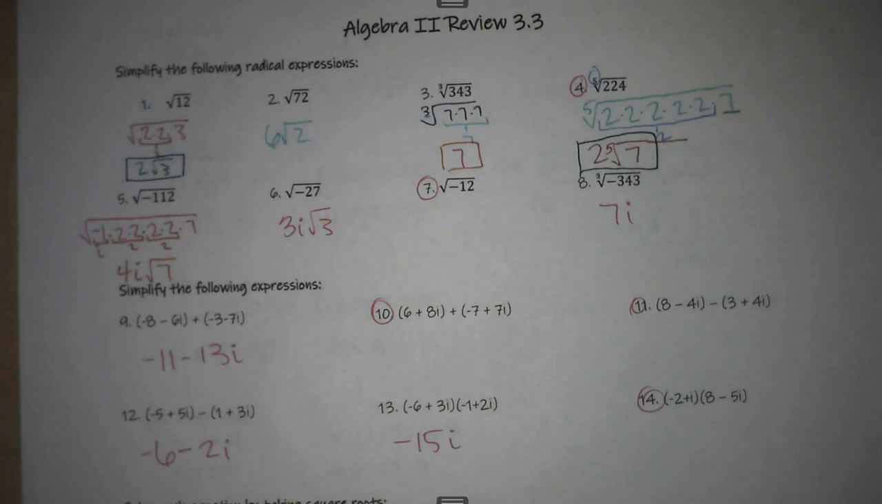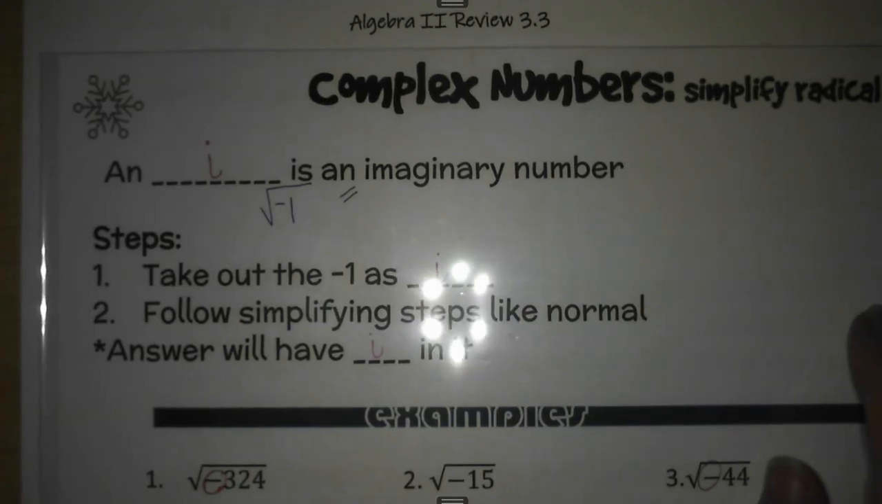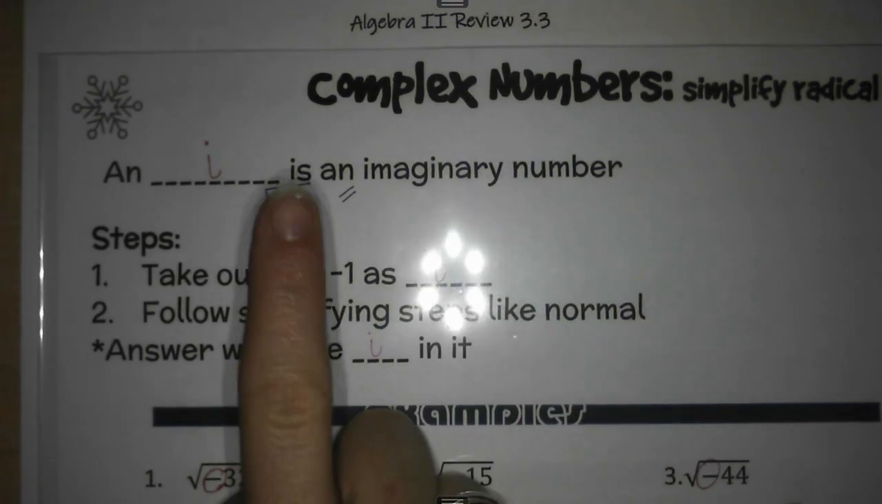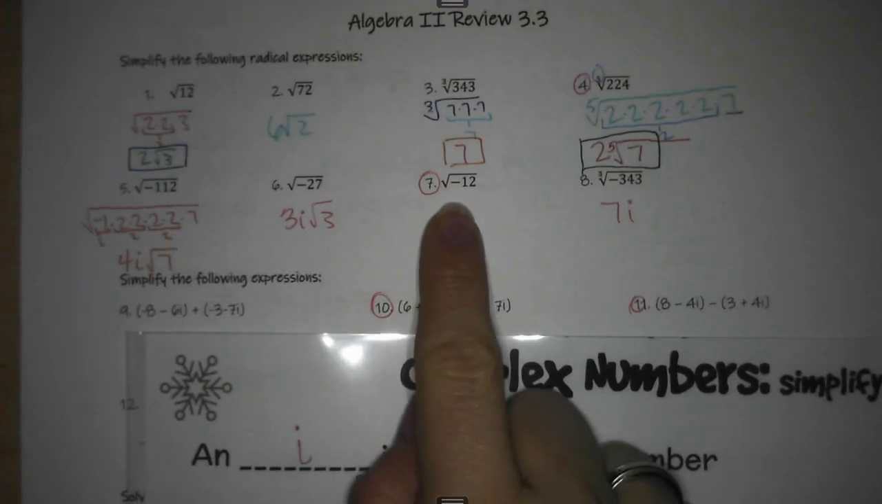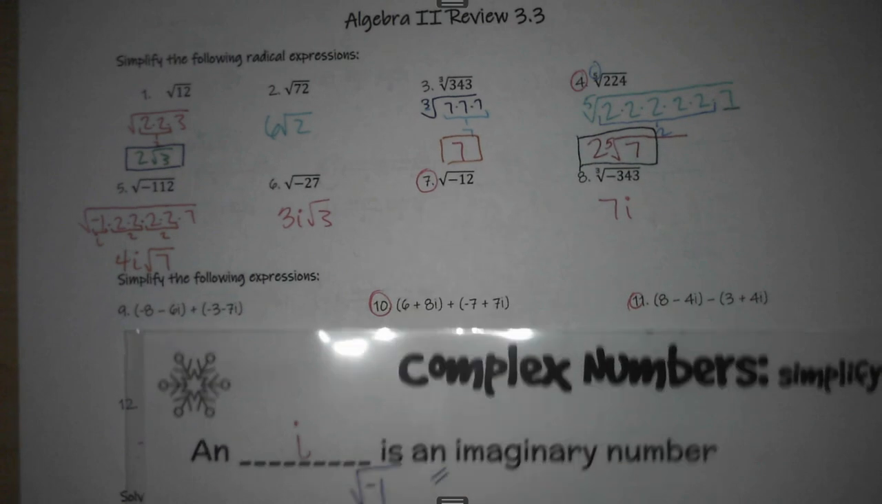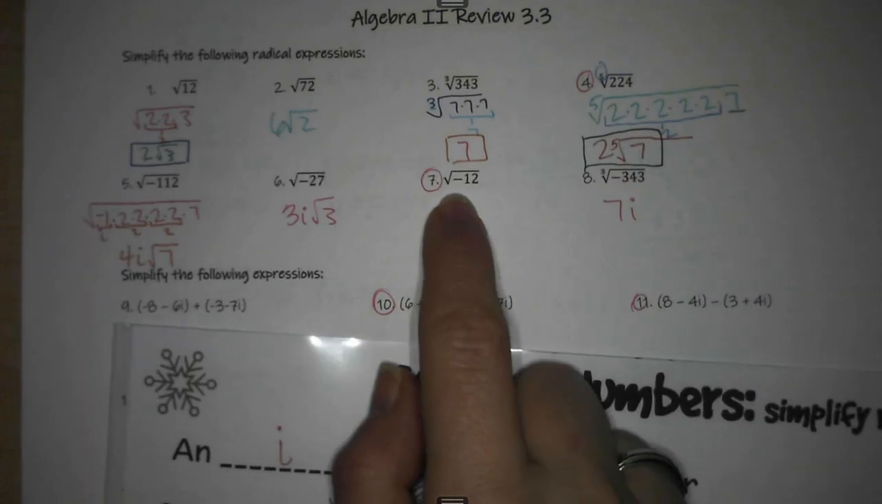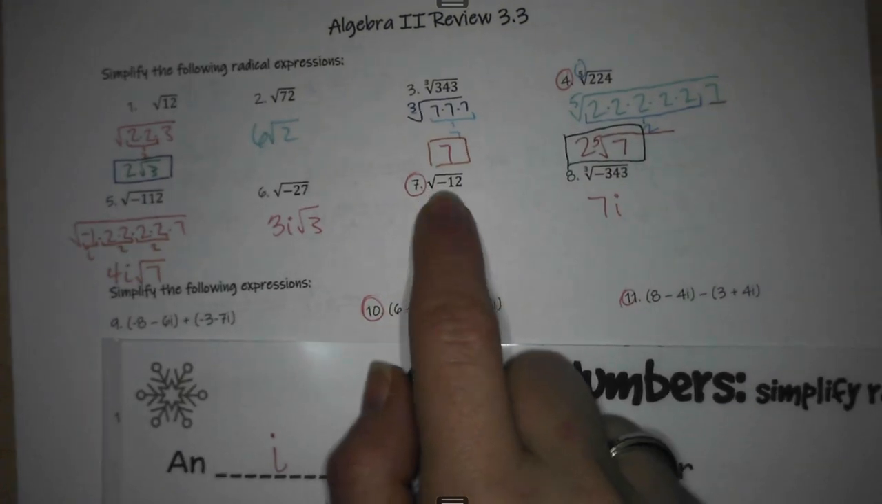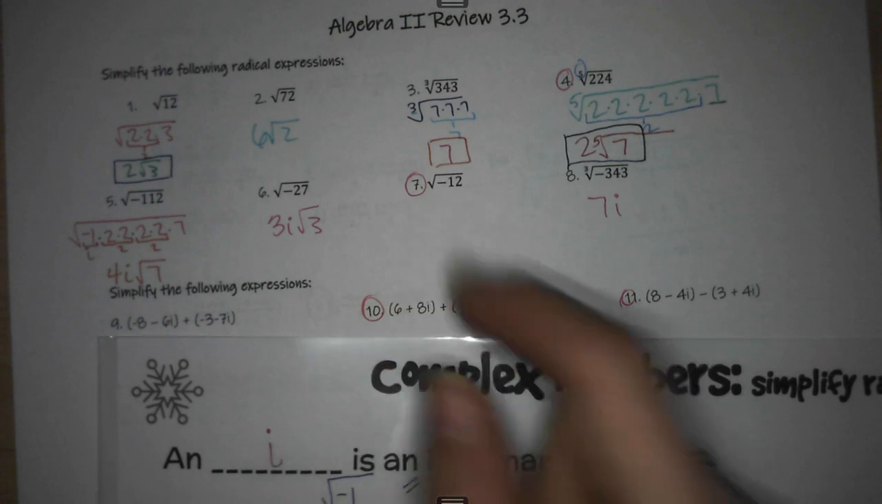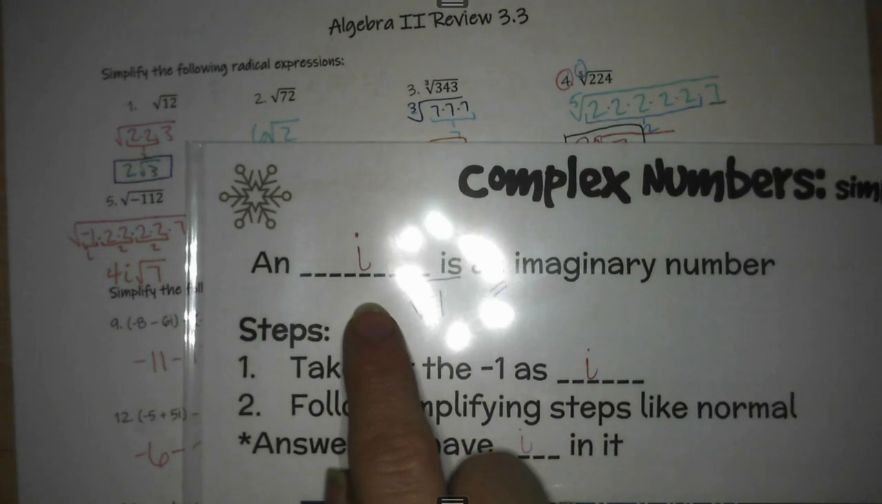Number 7 on your review. That is, we're looking at simplifying radicals again, but now we have a negative sign underneath our radical symbol. So we're looking at these notes where we've got our imaginary numbers. Don't forget that if your radical has a negative underneath, that means you have imaginary numbers and you're going to have an i in your answer.